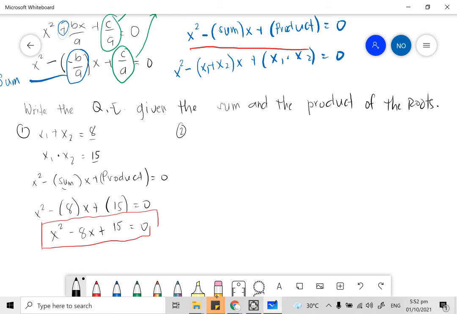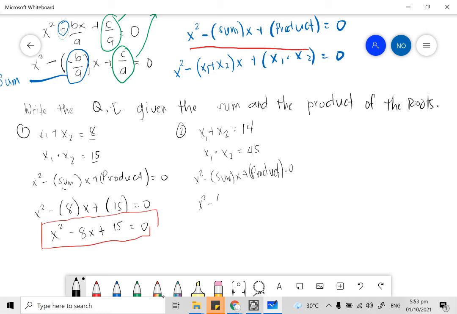Number 2. Ang given natin sa number 2 naman, class, x sub 1 plus x sub 2 is 14. At saka yung x sub 1 times x sub 2 equals to 45. Okay? So, gamit pa rin yung formula natin. Yung x squared minus the sum x plus the product equals to 0. Let's substitute.